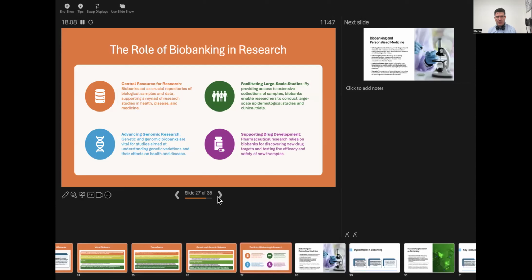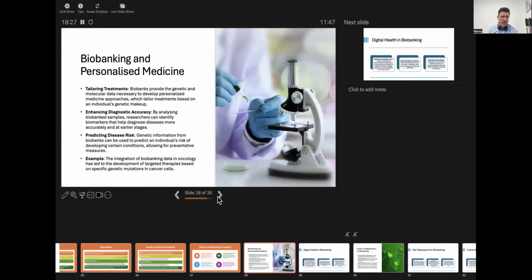As I said, I cannot conceive modern biomedical research without the use of biobanks. So if you're going to do any type of research in the biomedical area, you're going to use biobanks one way or another. And they support personalized medicine.